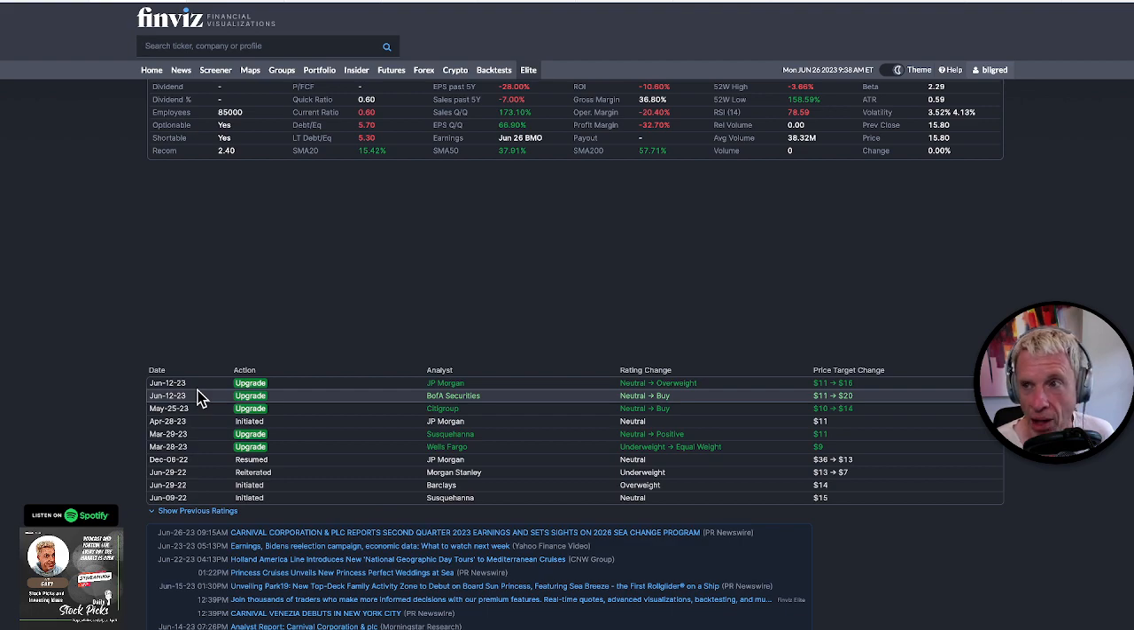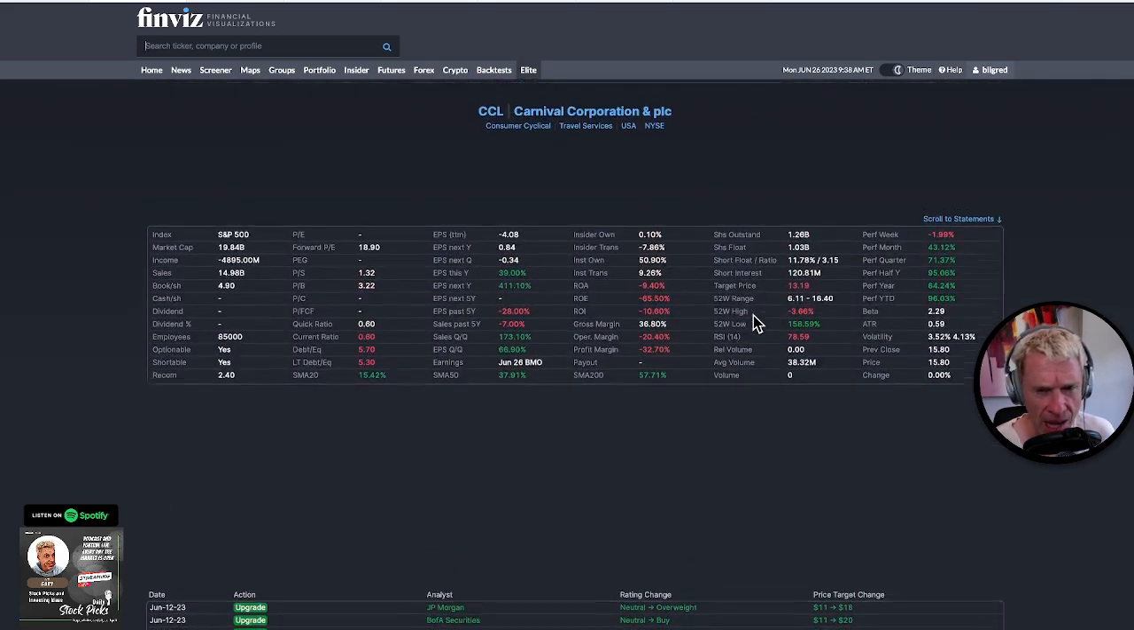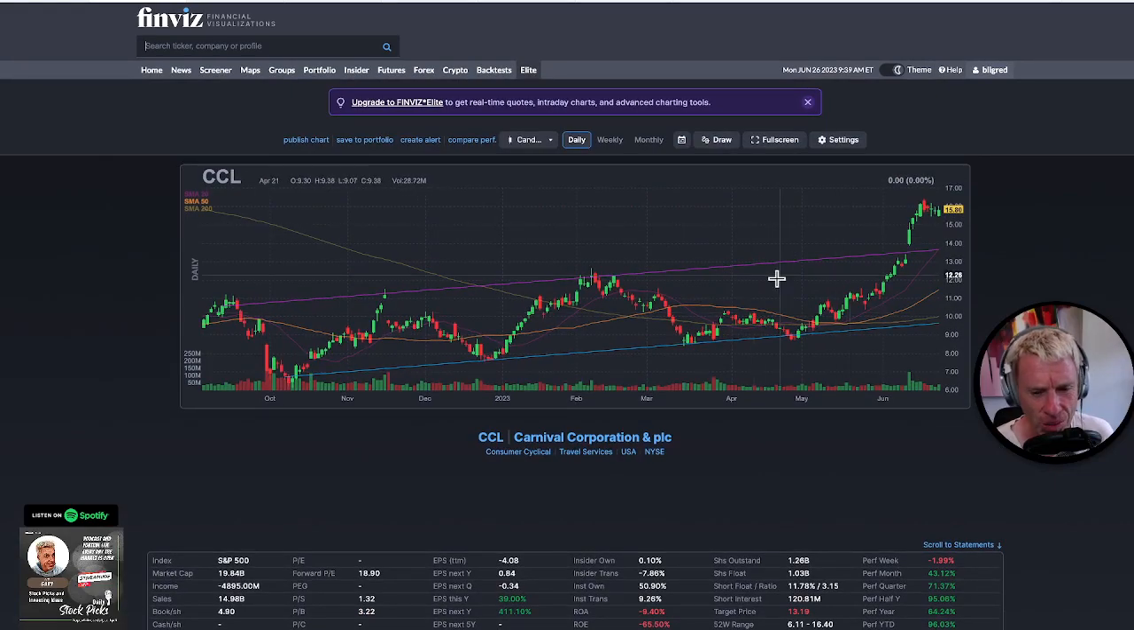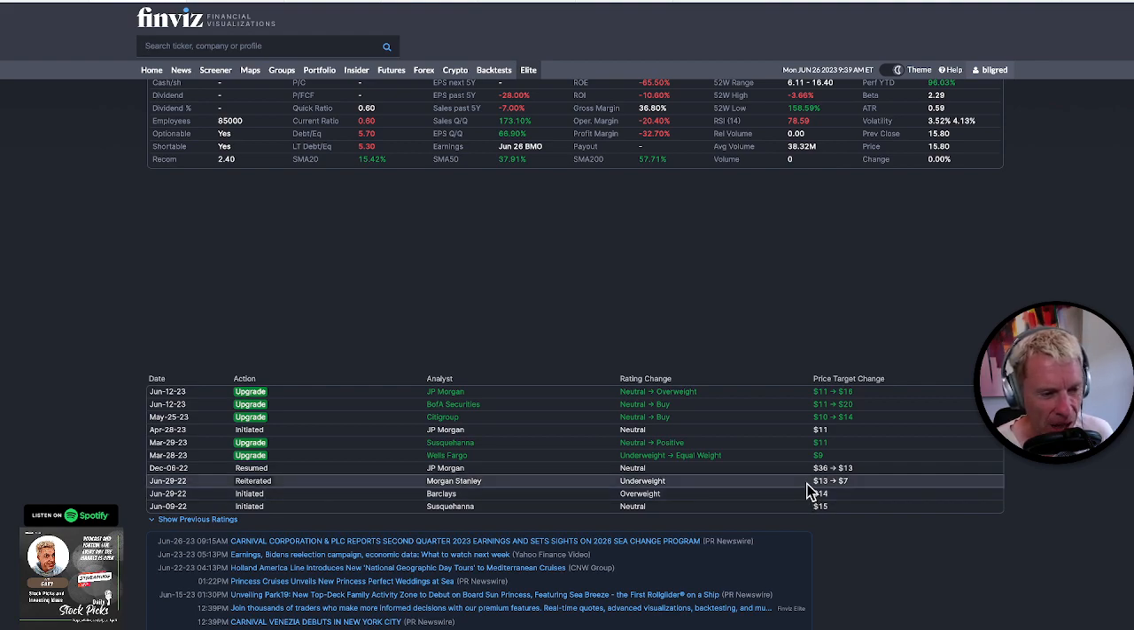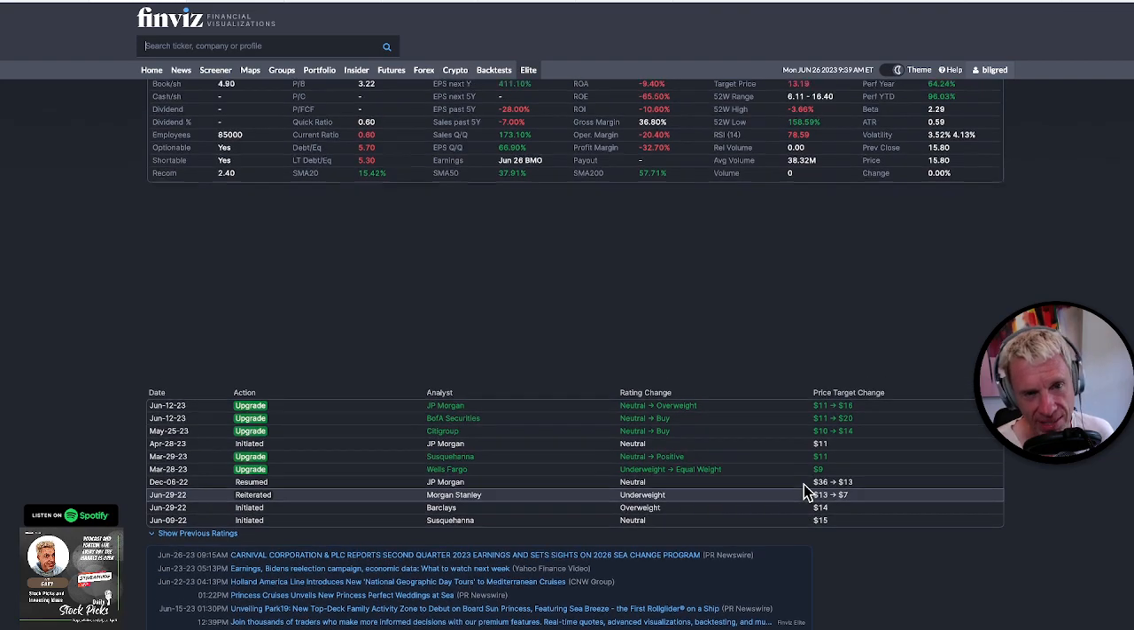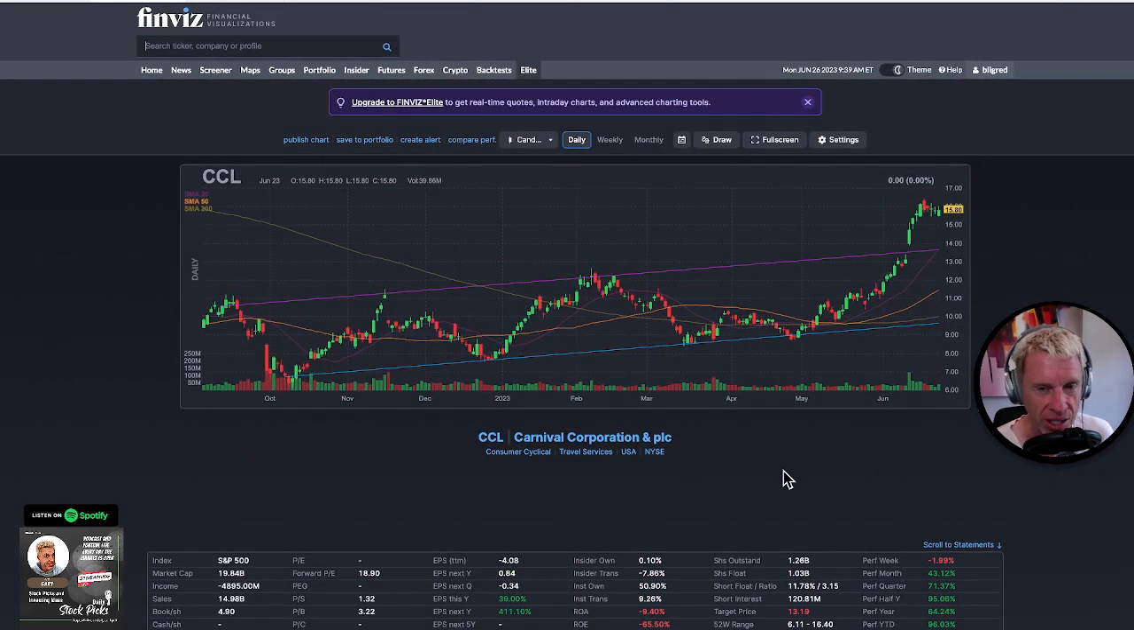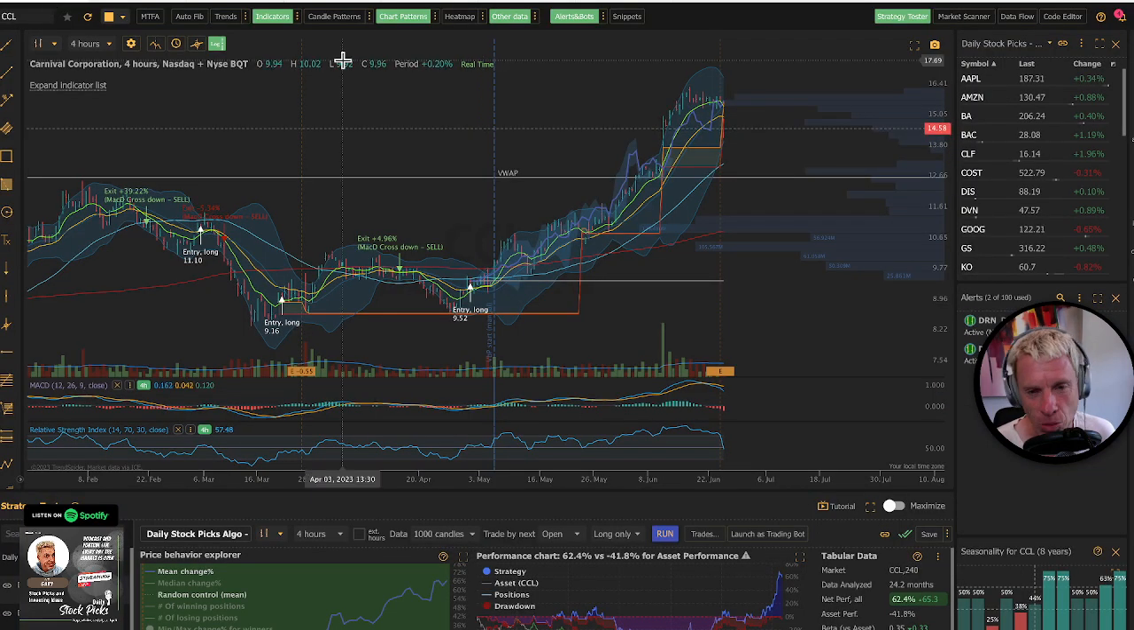Now, on June 12th, which was 12 days ago, there were two upgrades: Bank of America Securities and JP Morgan. JP Morgan raised it to $16. Bank of America Securities raised it to $20. So the target price is being brought down because of these older ones. Last year, at June 20, Morgan Stanley said it's going to go down to $7. Well, it did go down to $7 and then you doubled your money. So CCL, that's one of the big ones.